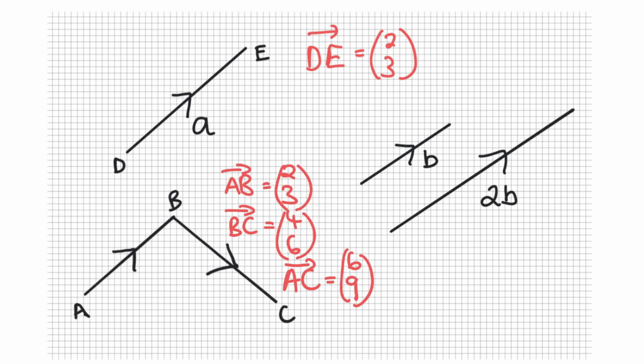We can also do this with the letters. If from A to B is length and direction X, and B to C is length and direction Y, from A to C would be X plus Y. If we wanted to travel the other way, from B to A, we would describe this as minus X, because it's the same length but it's in the opposite direction.